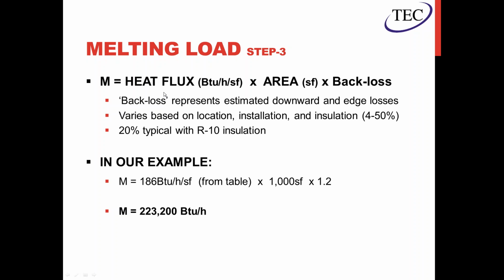All right, so now that we have our heat flux selected, we need to calculate the total melting load. And that equation looks like this. We're basically adjusting our heat flux and area for a back loss charge. And back loss is basically how we're estimating the downward heat loss and edge loss for the system.